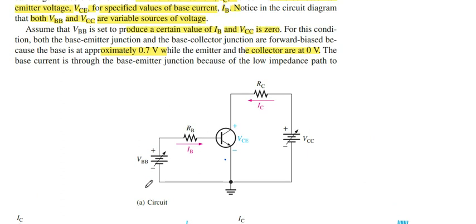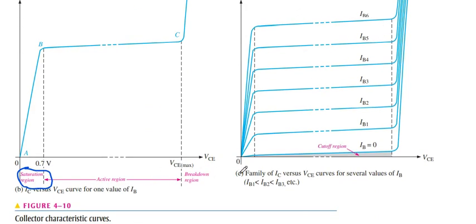Now, if we increase the IB slightly, then our IB is equal to 0, then it reaches the cutoff region. It was mentioned already, this is only one value of IB. This is when IB is 0, then the transistor is in the cutoff region where IC is nearly equal to 0, while the VCE voltage is very high.